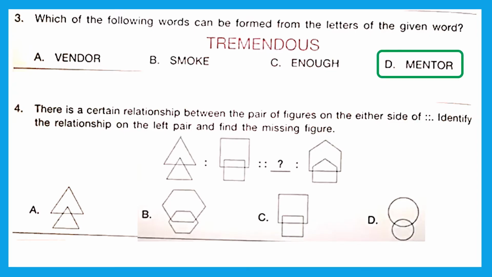Question 4. There is a certain relationship between the pair of figures on either side of the analogy. Identify the relationship in the left pair and find the missing figure. Let's see. The left pair has a triangle, that means a three-sided figure, and then it has a four-sided figure. So one side is additional in the second figure. Now let's see the right one. If the second figure has 5 sides, what should be the first figure? It should have only 4 sides, one less, right? So we'll have a square or rectangle over there. Option C is the right answer.